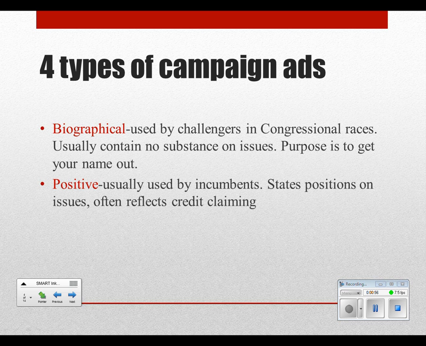Okay. There's also positive ads. Again, it's pretty generically sounding, but it's used by incumbents. Usually states the position on the issues, so we get into the credit claiming. Right? I was able to do this, I accomplished this, cleaned up this harbor, or got funding for this issue, voted against this bill, stuff like that. But usually just trying to say what you did positive. Incumbents generally want to do this because there's no real reason to go negative unless the polls get close enough. You have usually a built-in advantage. As long as you stay positive, it generally is going to work. That's in a congressional campaign.